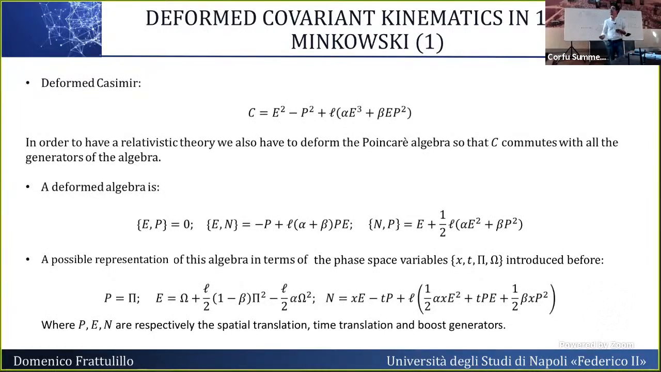Now we are interested in deformed kinematics in Minkowski spacetime. So let's start from the standard Casimir of the Poincaré algebra and let's deform it at the Planck scale. Here L is the deformation parameter, and as we have said before, we will only consider deformations that are linear in the deformation parameter. And so we have to deform this Casimir with terms that are cubic in the energy, because L is a length scale, and here alpha and beta are two parameters.